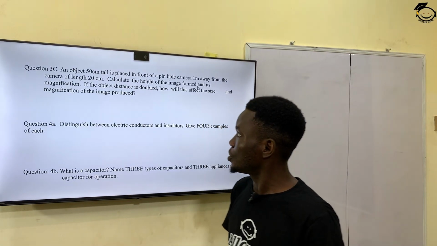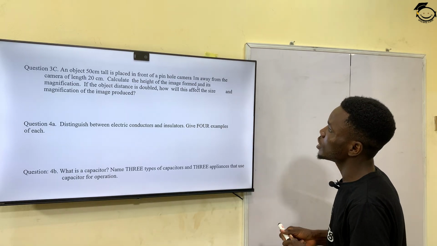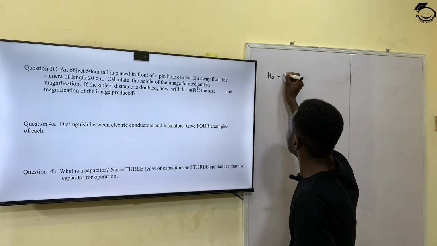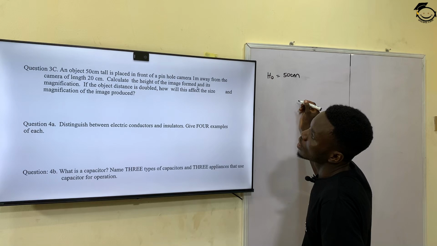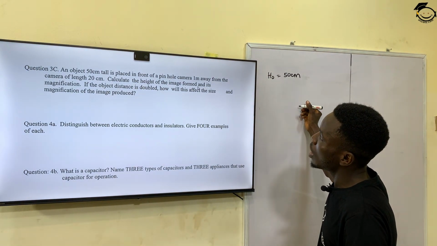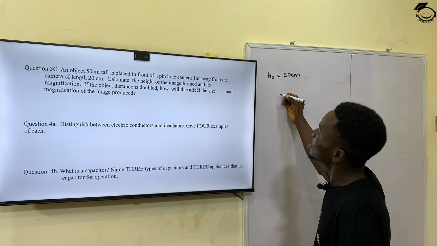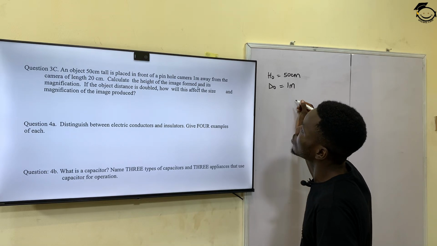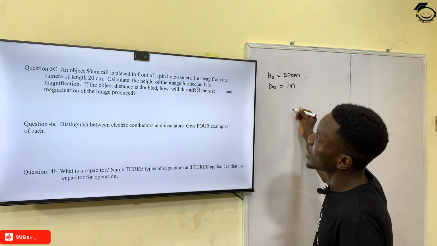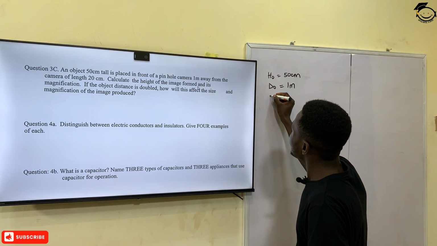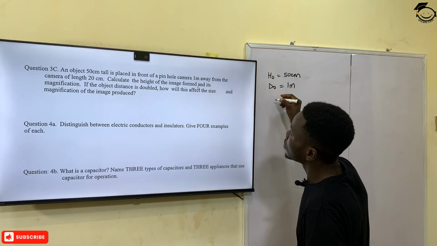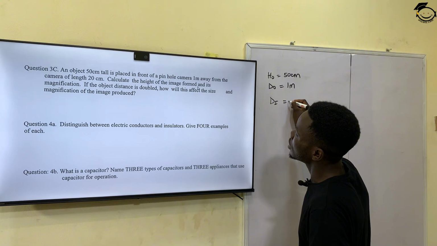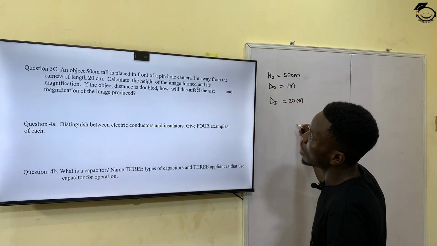Moving on to question number 3C. It says an object 50 centimeters tall. So the object height is 50 centimeters. It's placed in front of a pinhole camera, 1 meter away. So the object distance is 1 meter from the camera of length. So the image distance here is 20 centimeters. Calculate the height of the image.